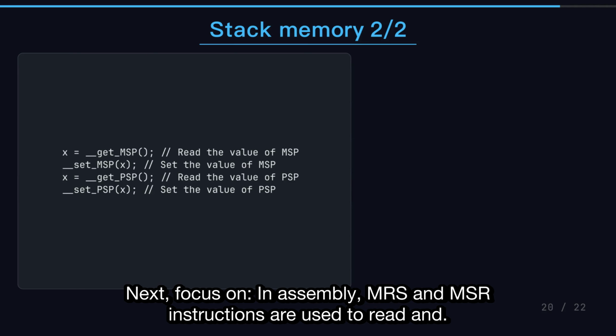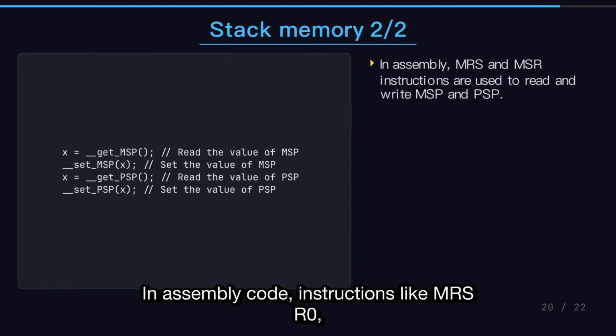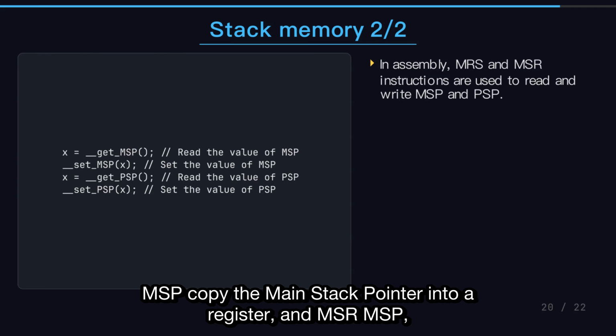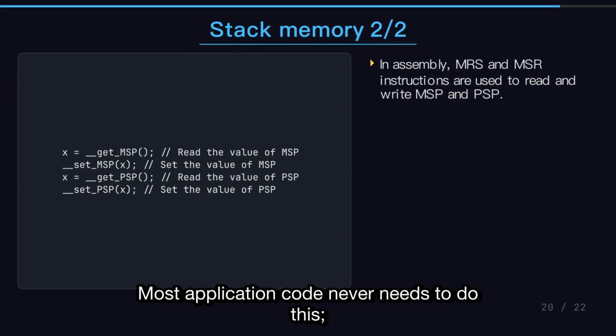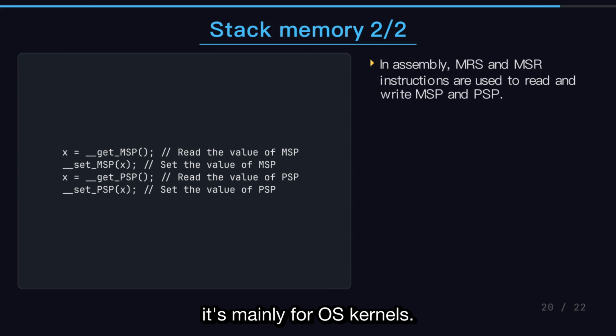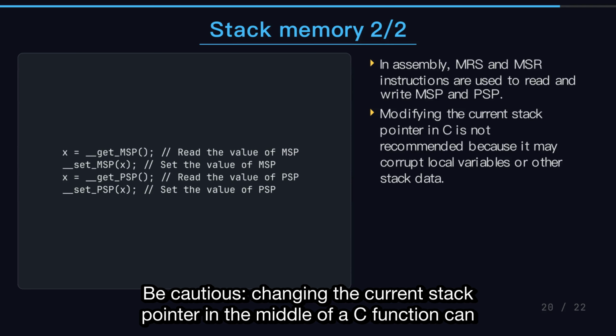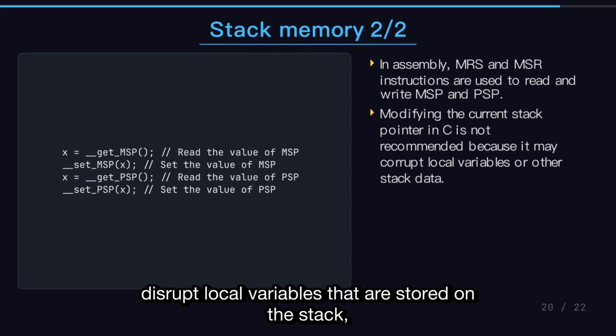In assembly, MRS and MSR instructions are used to read and write the stack pointers. Instructions like MRS R0, MSP copy the main stack pointer into a register, and MSR MSP, R0 writes a value back. Most application code never needs to do this. It's mainly for OS kernels. Be cautious. Changing the current stack pointer in the middle of a C function can disrupt local variables that are stored on the stack, leading to unpredictable behavior.